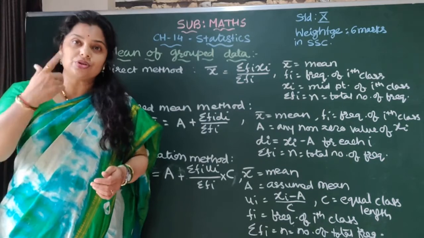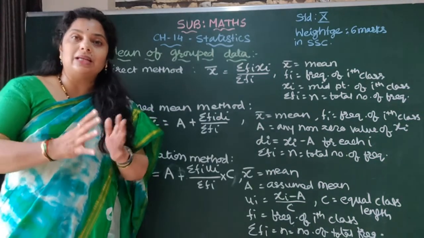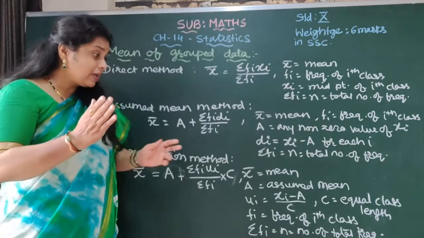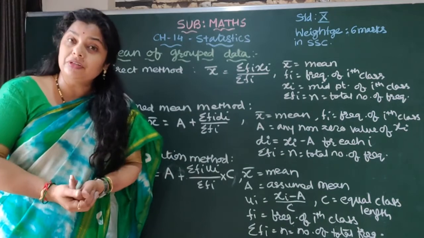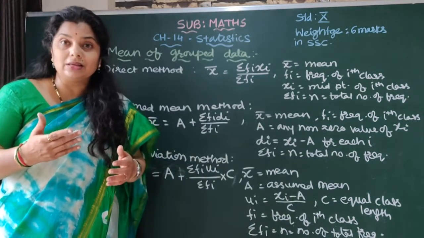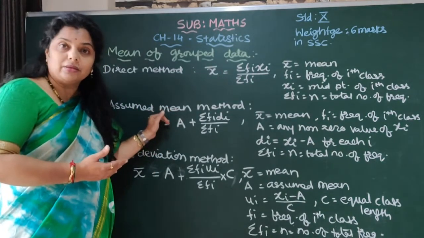Again, the question arises. As you know, the classes may be of the same class size or maybe of different class sizes. If the class lengths or sizes are different, then we can use the assumed mean method.